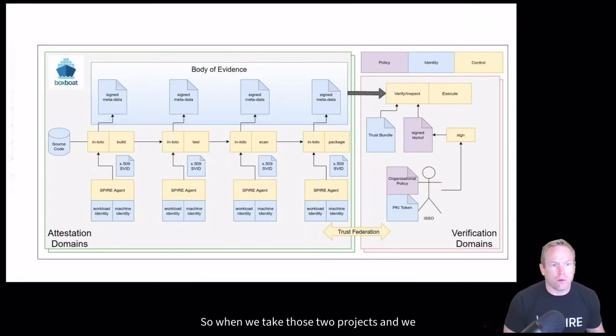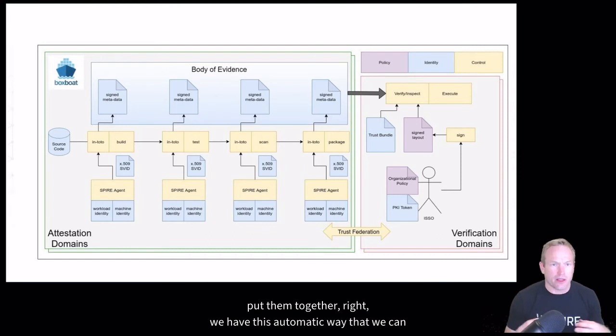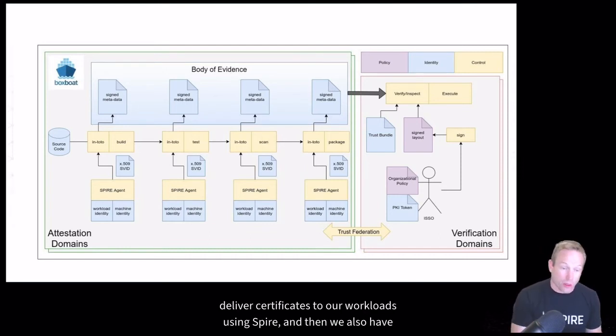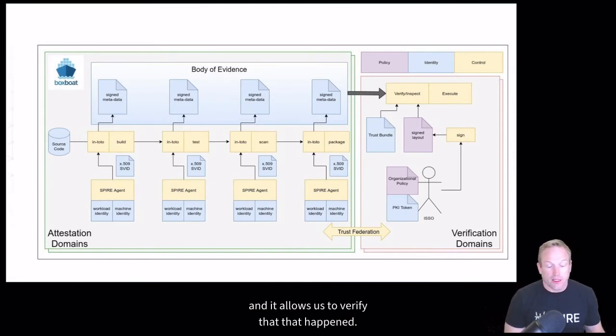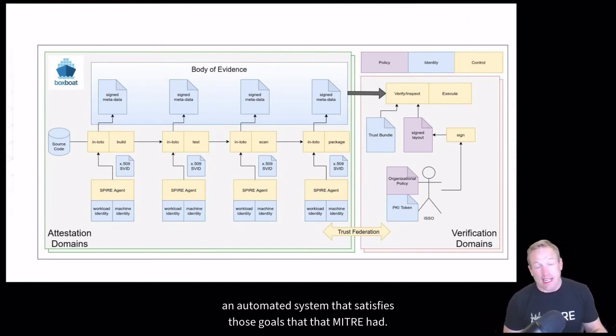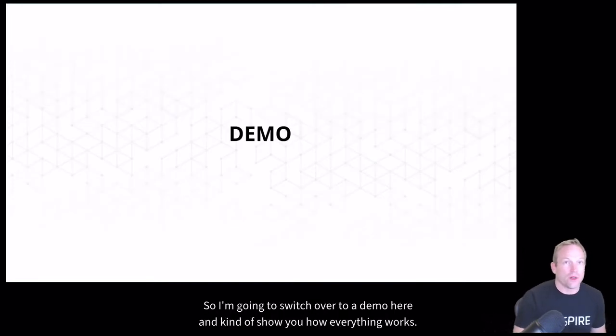So when we take those two projects and put them together, we have this automatic way that we can deliver certificates to our workloads using SPIRE, and then we also have in-toto, which takes the inputs and the outputs of a build step and allows us to verify that that happened. That allows us to actually build an automated system that satisfies those goals that MITRE had. So I'm going to switch over to a demo here and show you how everything works.